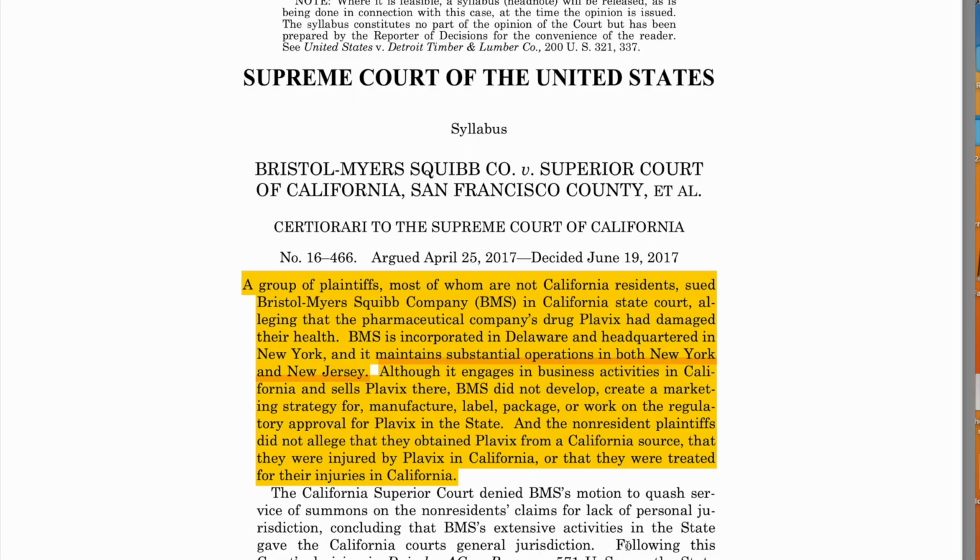So let's take a look at probably the most recent personal jurisdiction case, pure personal jurisdiction case, and then we'll move on to Mallory. This is one of the more recent Supreme Court cases that dealt with the issue of personal jurisdiction. It is Bristol-Myers Squibb versus the Superior Court of California. And essentially, Bristol-Myers took this issue up to the Supreme Court, and we'll see why here in just a second.